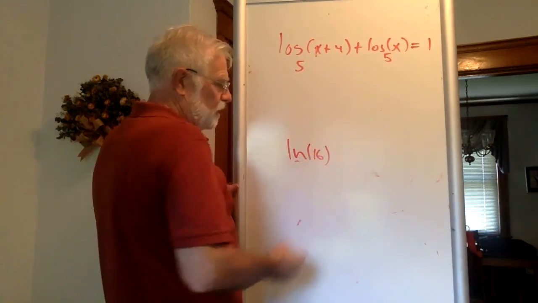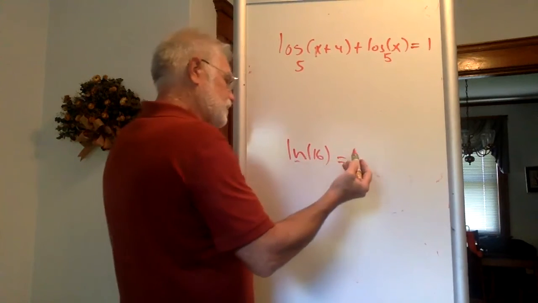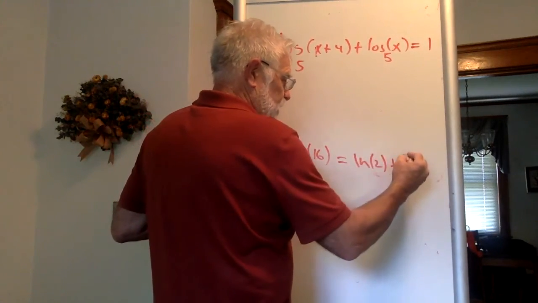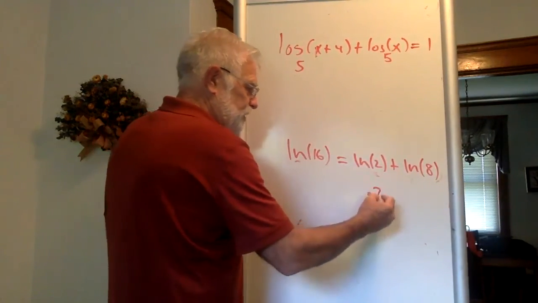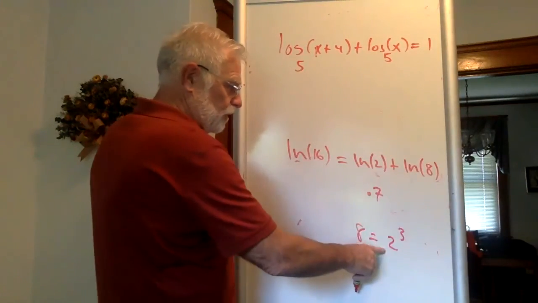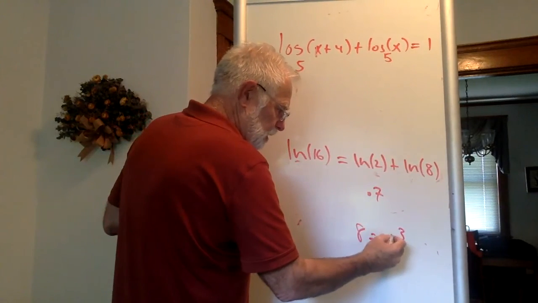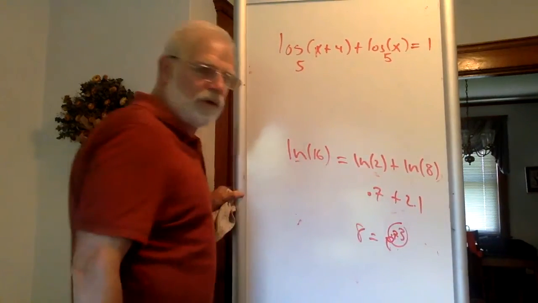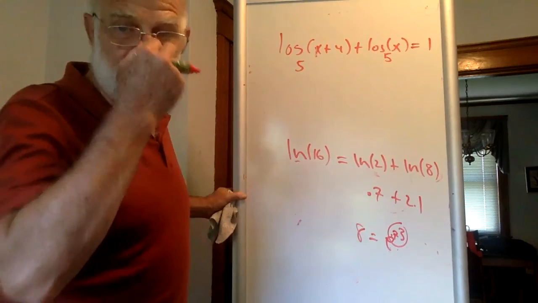ln of 16 was equal to 16. I'm going to do it this way. The ln of 2 plus the ln of 8. There's one of your rules. ln of 2 is 0.7. 8 is equal to 2 to the 3. 2 to the 3 is e to the 0.7 to the 3. e to the 0.7 times 3 is 2.1. That's another way we could have gotten the answer in a previous problem.